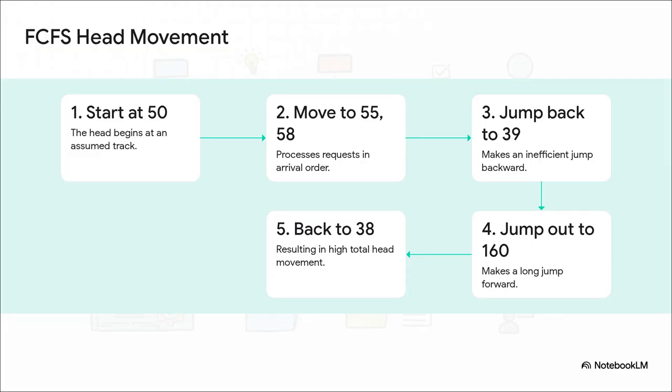So let's say our disk head is sitting at track 50. You can see the problem right away. We go from 50 to 55. Okay, then to 58. Still good. But then, bam, we have to jump all the way back to 39, then over to 18. Later on, we swing way out to 160, only to race all the way back to 38.